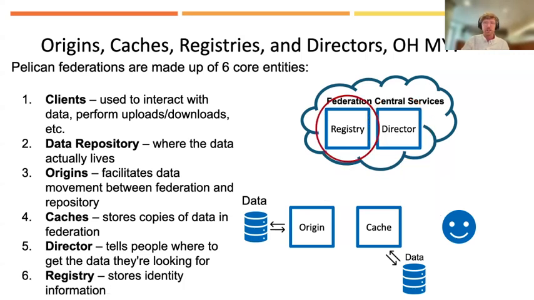And then finally, the registry is the part of the central services that deals with identity information. So when origins or caches join a federation, they have to tell the central services who they are. They give some information about public keys that allow us to prove that they are who they say they are in the future, and some of that stuff. So the registry is kind of this persistent store of who's who.